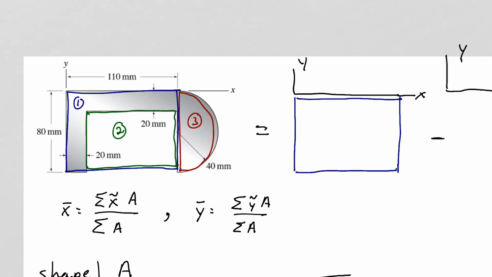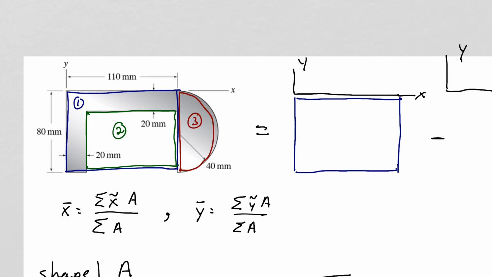Okay, now that I've defined each of those shapes, it's time to look back at our formula. So again, our formula is x bar is equal to the sum of the x tilde, their individual centroids, times the area, divided by the total area. So you see in both equations that the denominator has this same area.